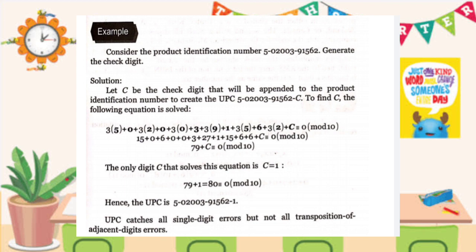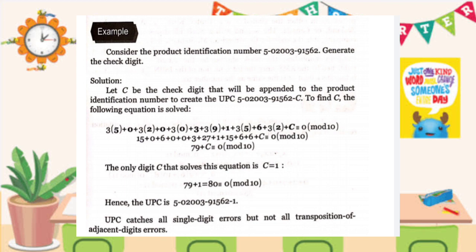So, what we need to do is substitute: 3 times 5 plus 0 plus 3 times 2 plus 0 plus 3 times 0 plus 3 plus 3 times 9 plus 1 plus 3 times 5 plus 6 plus 3 times 2 plus C is congruent to 0 modulo 10. 3 times 5 is 15 plus 0. 3 times 2 is 6 plus 0. 3 times 0 is 0 plus 3 plus 3 times 9 is 27 plus 1 plus 15 plus 6 plus 6 plus C is congruent to 0 modulo 10.